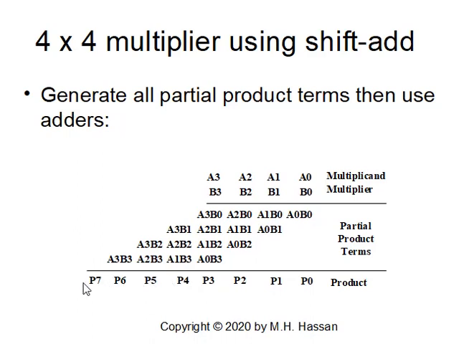And to multiply, we will take the least significant bit, B0, multiplied by everything here. So you'll get A3, B0, A2, B0, A1, B0, A0, B0.